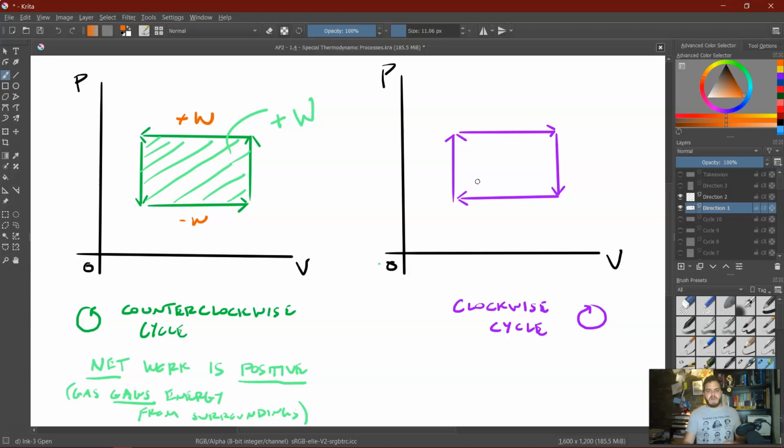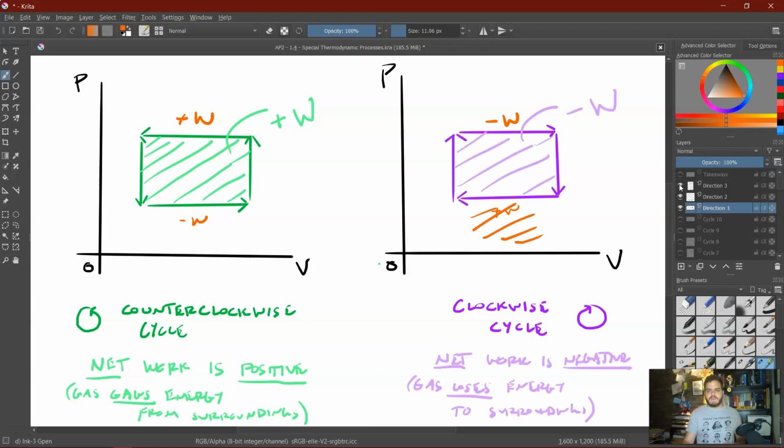Similarly, if I have a clockwise cycle, up here I have a minus W because it is expanding. This would be a plus W. So this whole region down here would cancel between the two, and we're left with what's just in the middle, and this would be minus W. So the net work is negative, which means every cycle the gas is losing energy to the surroundings in the form of mechanical work.